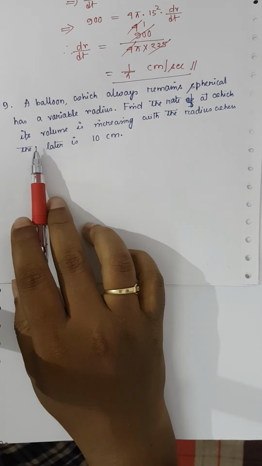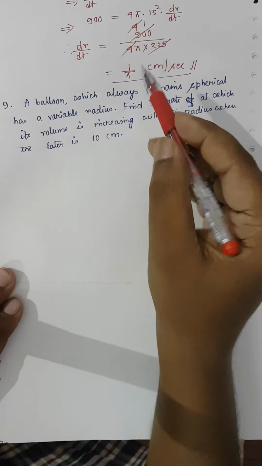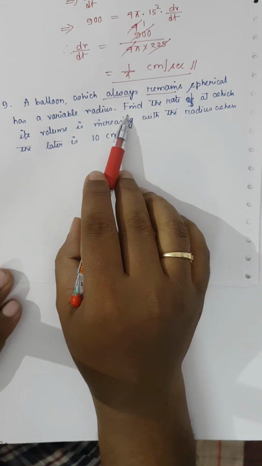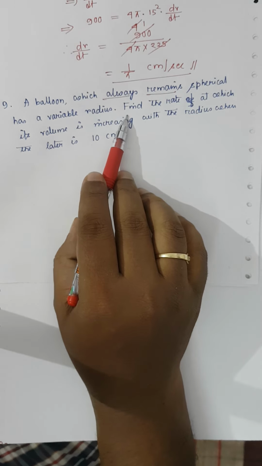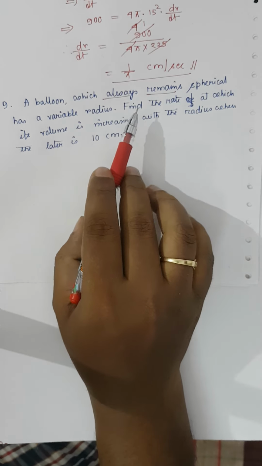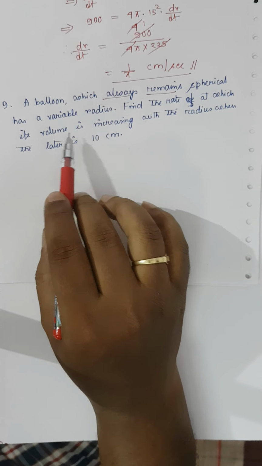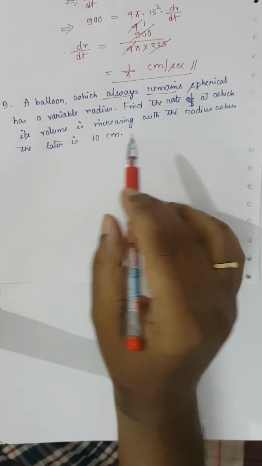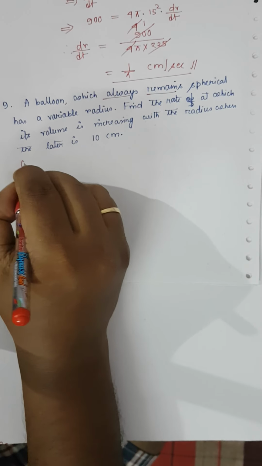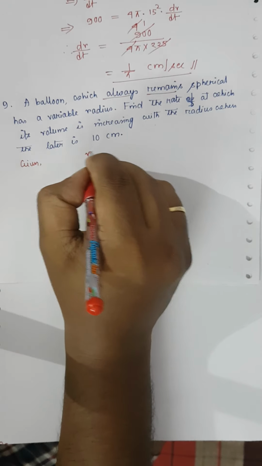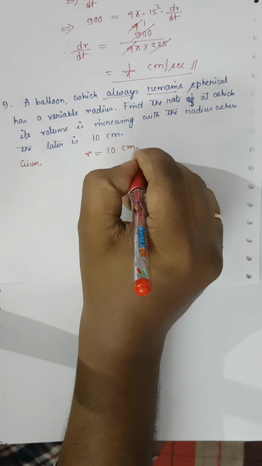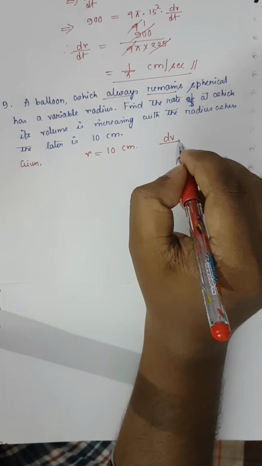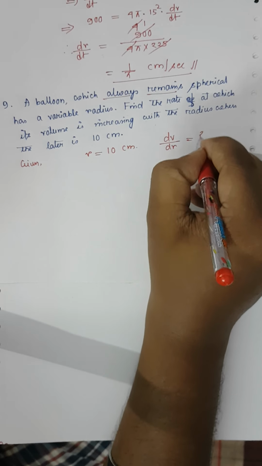Now it is question number 9. A balloon which always remains spherical has a variable radius. That means the radius is variable, so it may increase or may decrease. Find the rate at which its volume is increasing with the radius when the latter is 10 centimeter. So you are given r is equal to 10 centimeter at any instant. You have to find the rate at which the volume is increasing with radius.